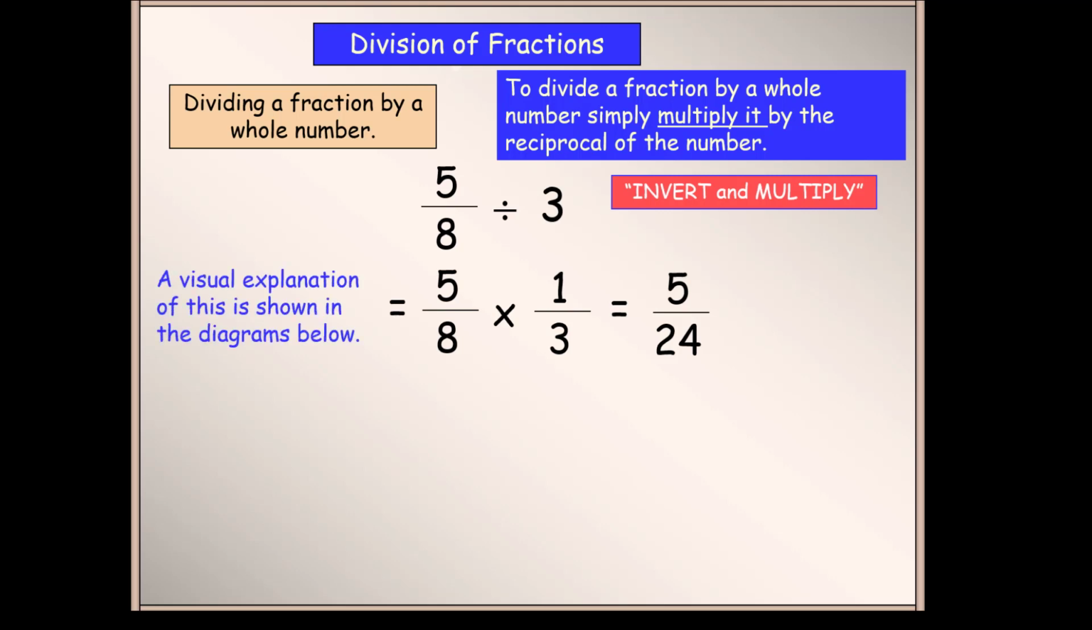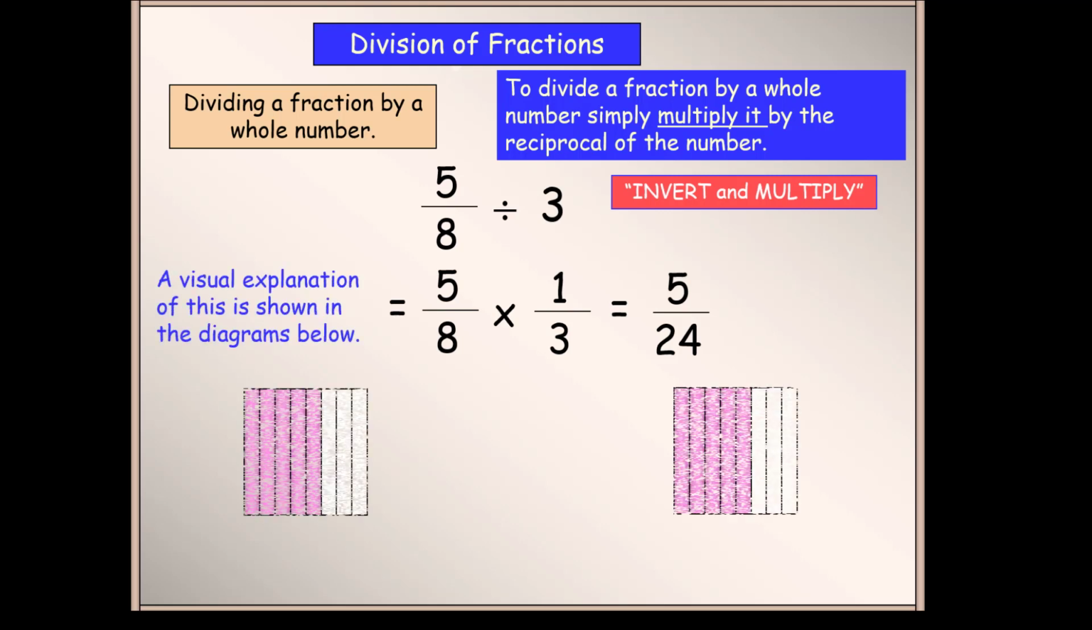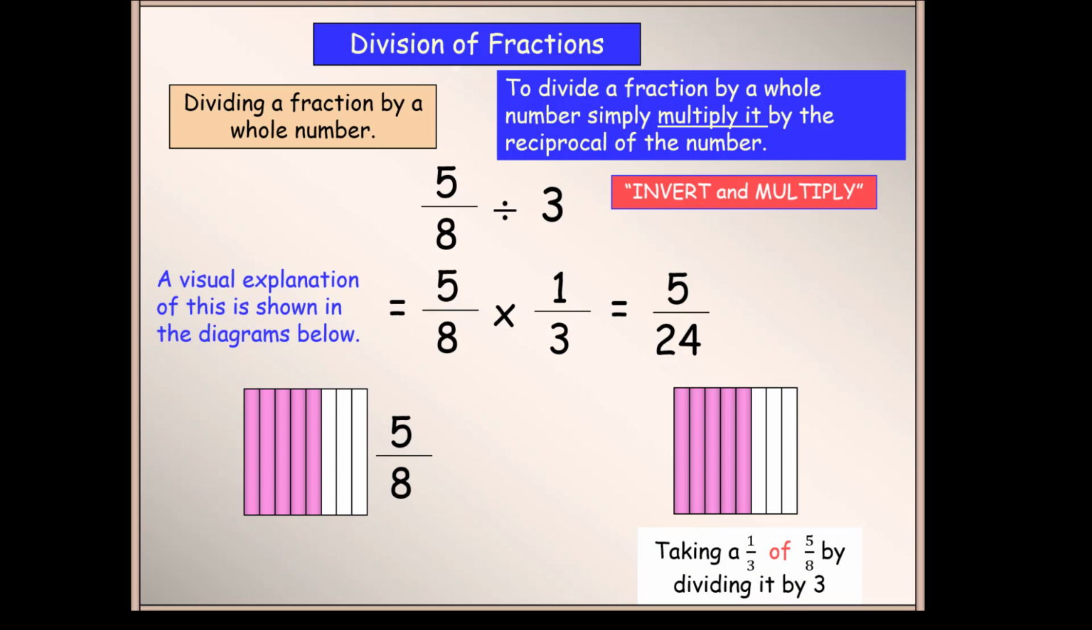Let's use a visual explanation to show this. So we want a third, but we want 5/8 of a third. So we're taking a third of 5/8 by dividing it by 3. And there we go. Our answer is 5/24. So do you see, to divide by 3 is the same as to multiply by a third. We say a third is the reciprocal of 3.